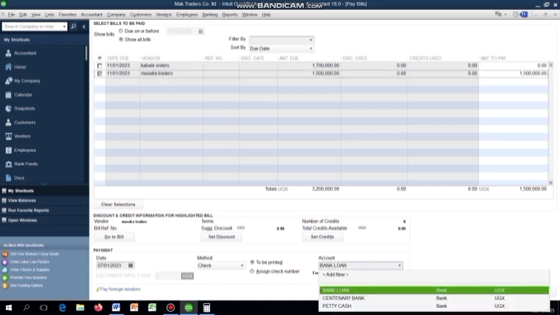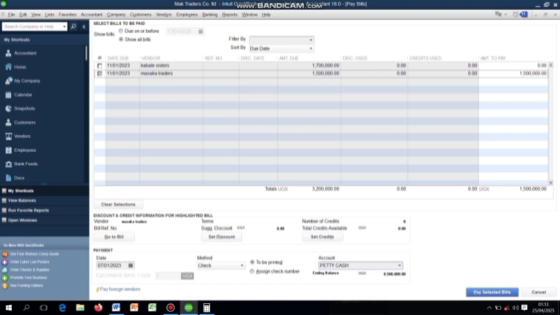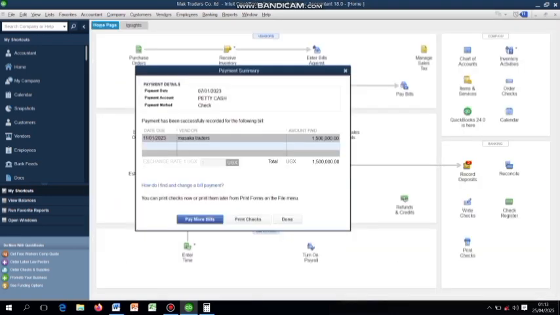Then they were paid by cash, so I'll use petty cash to pay them. Then I'll say selected bill. It is also entered. So I say done.